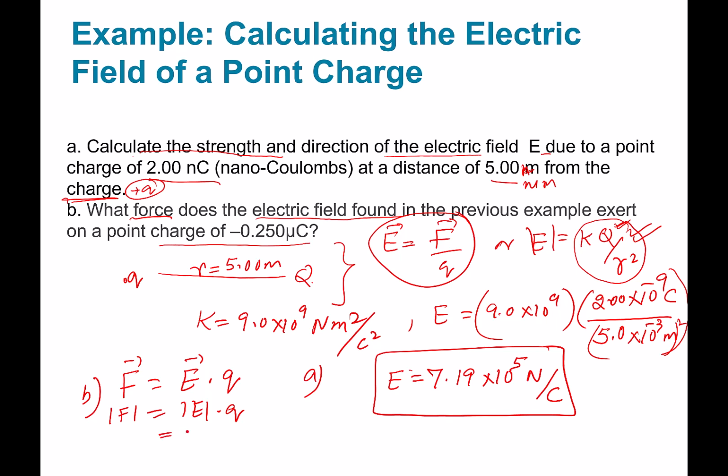So the electric field that you calculated is 7.19 times 10 raised to the power of 5 newtons per coulomb, and then you multiply it by the charge that is given now, minus 0.250 times 10 to the power of minus 6 coulombs.